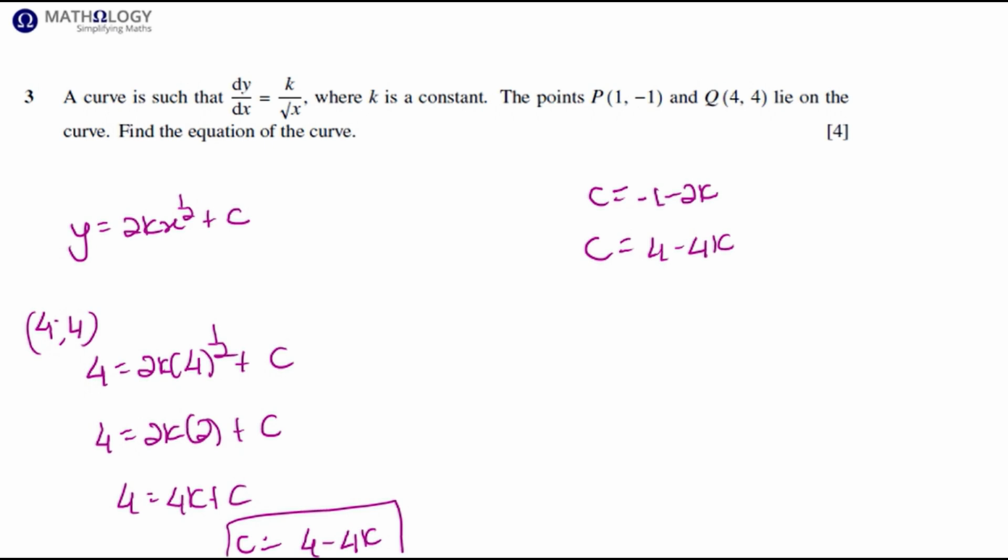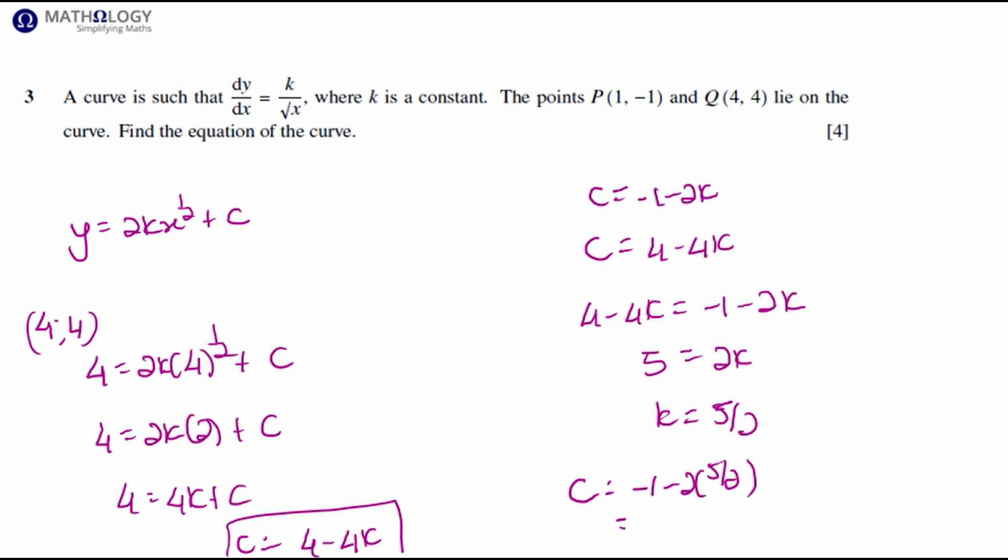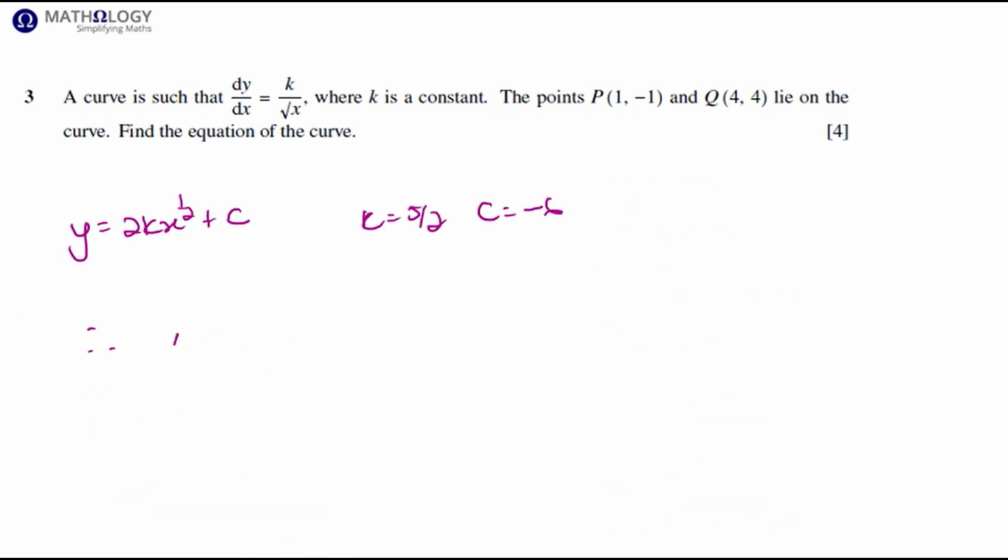So now we can just equate these two expressions to each other. So 2k equals 5, k equals 5 over 2. And c will be minus 1 minus 2 times 5 over 2. So that's minus 1 minus 5, which is minus 6. Therefore, the equation of the curve is given by y equals 2 times 5 over 2 x to the half minus 6, which equals 5x to the half minus 6.